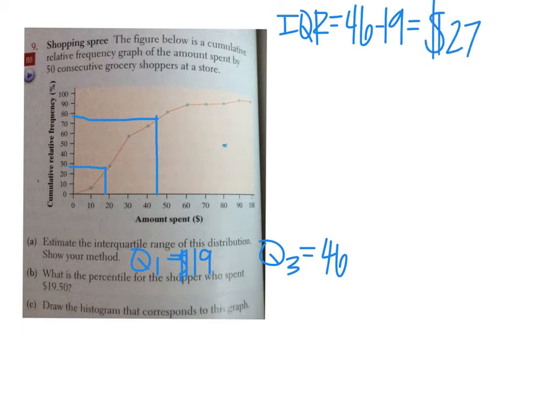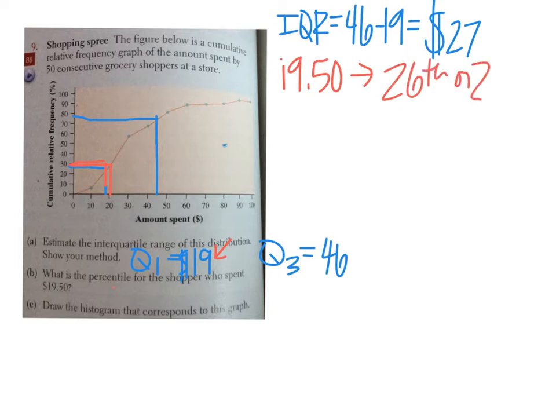That's part A. Part B, what's the percentile for the shopper who spent $19.50? So I'm going to go to the amount spent. I just said that 19 looked like it was at the 25th percentile, so 19.50 is probably just a little bit more than that. So maybe the 30th percentile, or between the 25th and the 26th. I don't know, we're estimating here. I would say like 26th or 27th percentile.